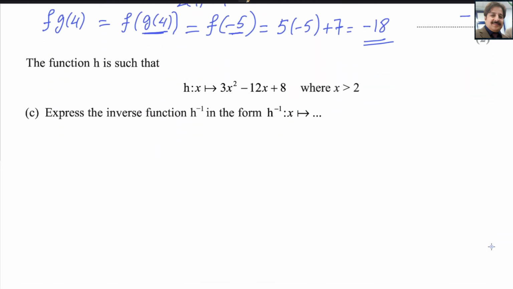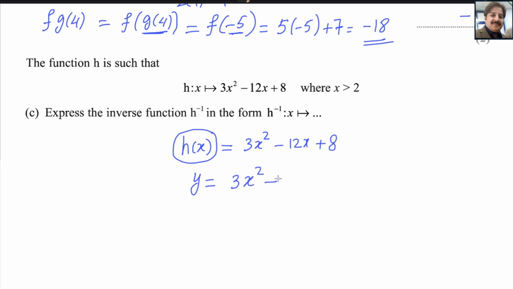The function h is such that h of x is 3x squared minus 12x plus 8. Here h of x is given. It is equal to 3x squared minus 12x plus 8. Express the inverse of h of negative 1. So the first step of finding the inverse, replace this function as y. Then 3x squared minus 12x plus 8.